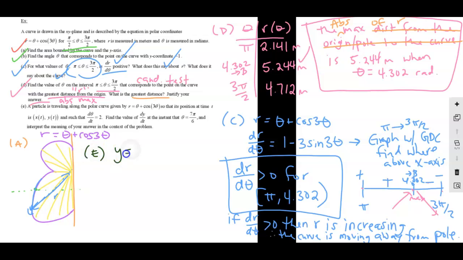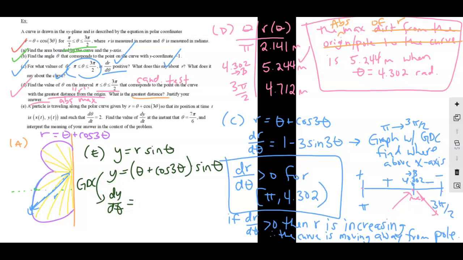All right, part E. Remember, y is r sine theta. So y is going to end up being theta plus cosine 3 theta times sine of theta. So there's my y, now defined by theta. If I use my calculator's math 8, it's going to tell me dy d theta. So let's take this derivative and plug in theta equals 7 pi over 6. It's slightly bigger than pi, so the point is probably here. And we're going to see how this thing is moving. So let's go get this dy d theta.